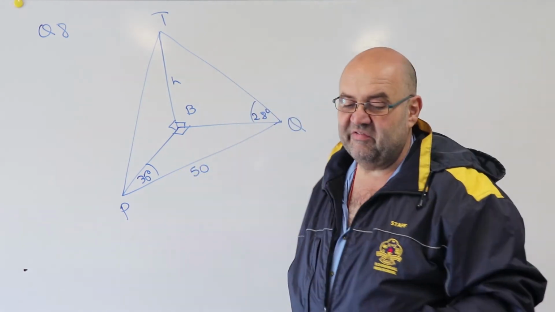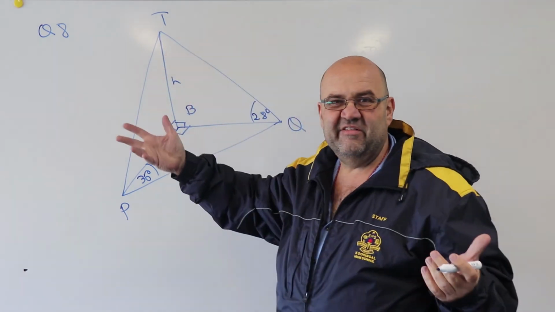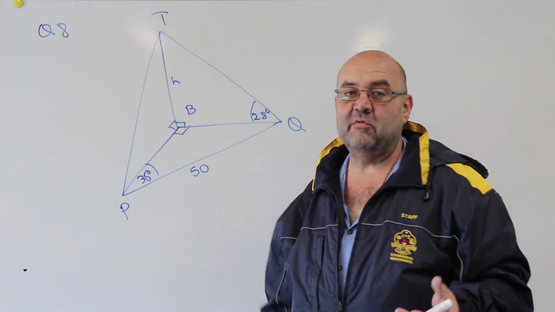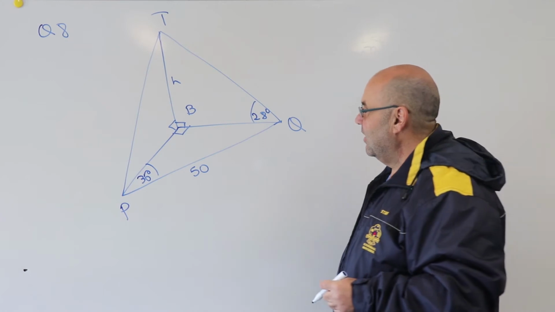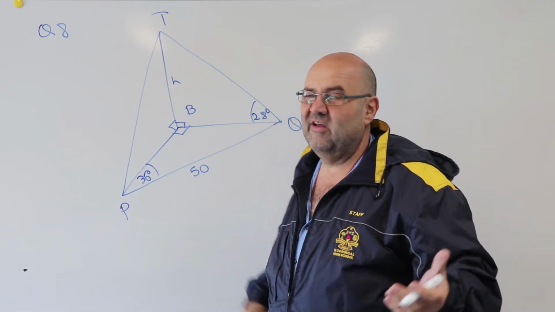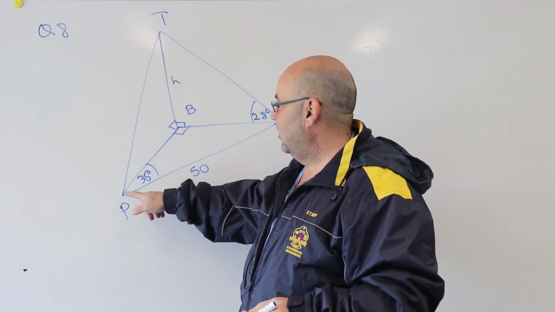Question 8 gives us a tree, BT, and we don't know how high the tree is. So it's H metres high. Ultimately, that's going to be one of the things we're going to find out. We want to know how tall this tree is. Now it says that the tree is north of P. Well, that's another way of saying that P is south of the tree. So here's P down here.